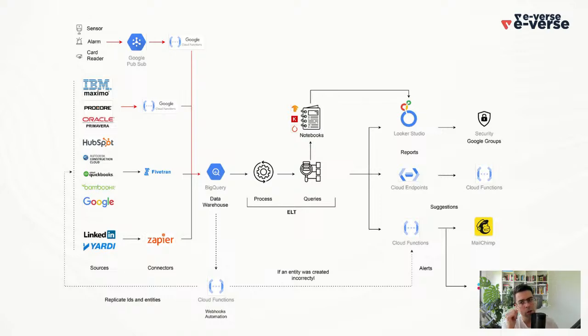We use a service called Google Pub/Sub. This is a service created by Google to actually integrate with many IoT devices. So we took all these types of sensors, alarms, card readers. It's just a couple of examples. Send it through Google Pub/Sub, and then send it to our data warehouse.